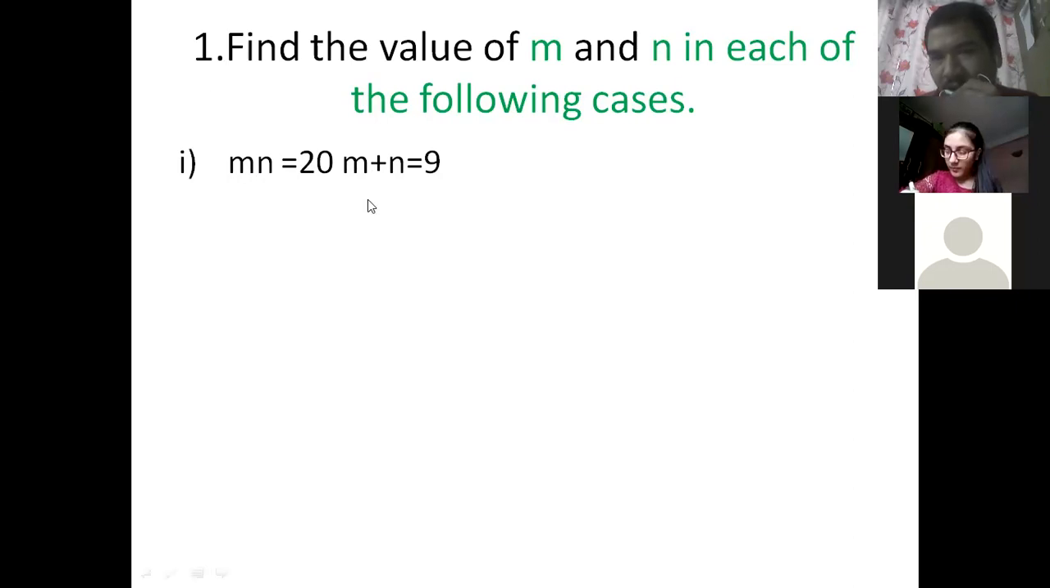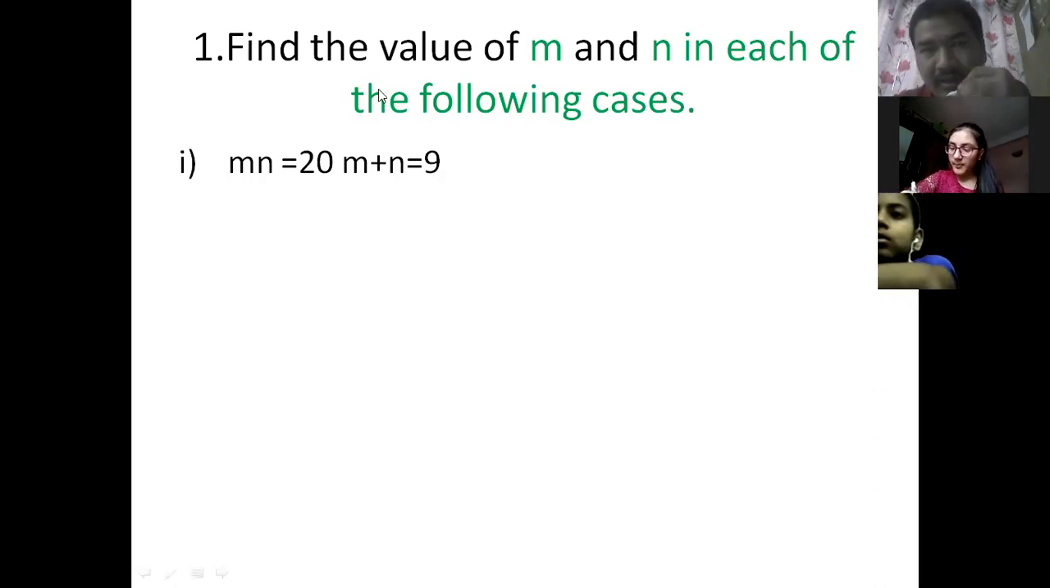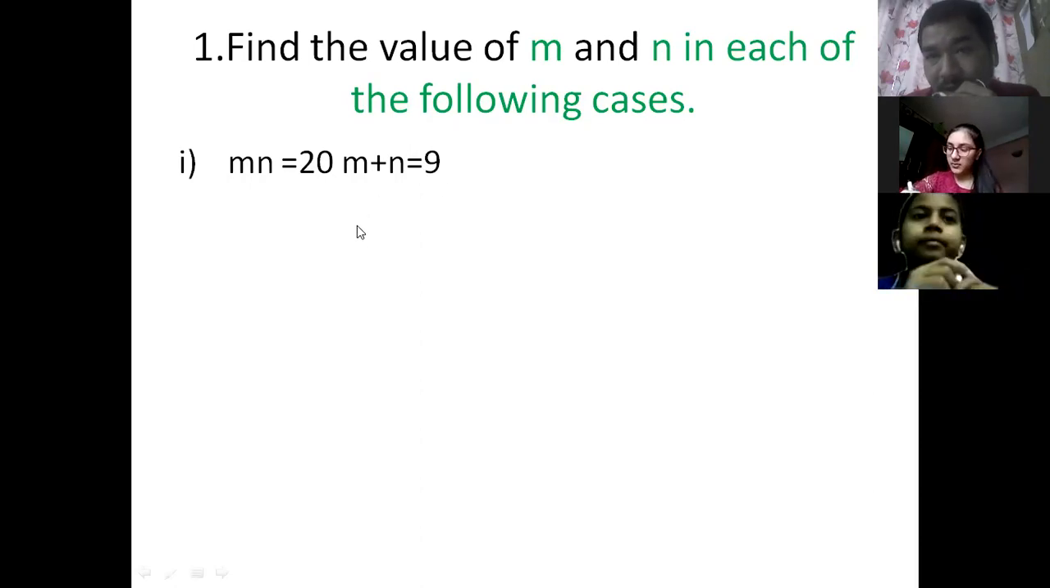You can tell orally also. Can you tell, children? 4 and 5, or 5 and 4. You are absolutely right, children. Those numbers are 5 and 4. But when you solve this one, you have to show some process.